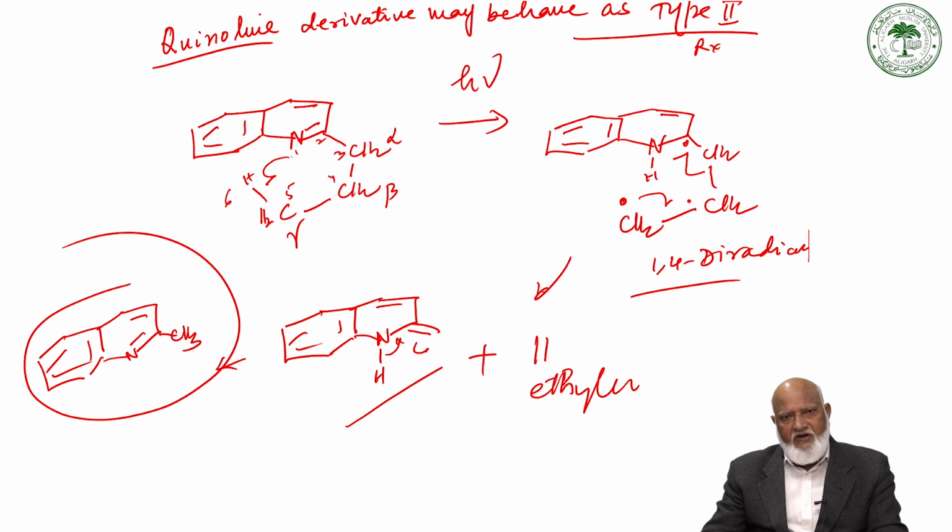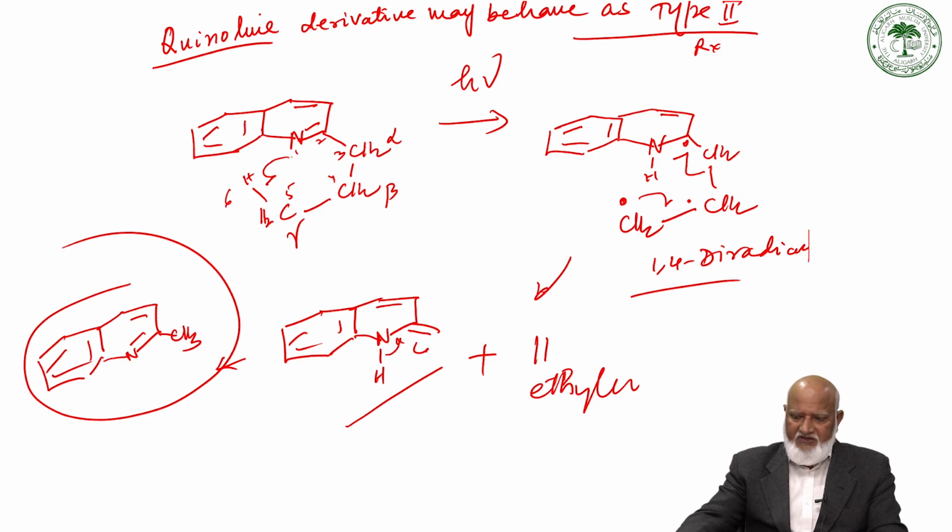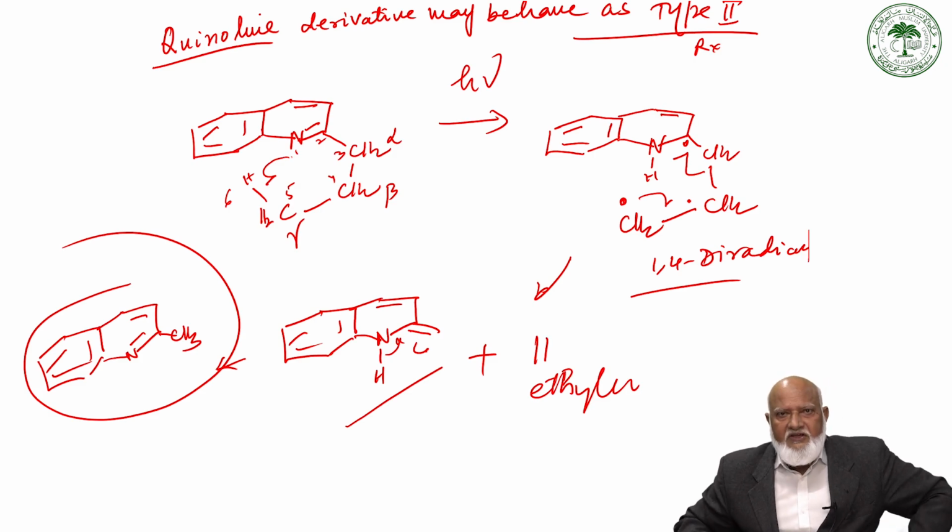Here C double bond N abstracts the gamma hydrogen under photolytic condition to generate a 1,4 diradical species, which does not combine, it fragments. So this cyclized product has not been reported here, only the fragmentation to give 2-methylquinoline plus loss of the ethylene group. So these are a few examples of the type 2 reactions, and thank you very much.